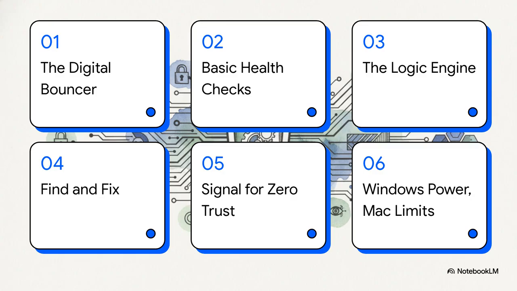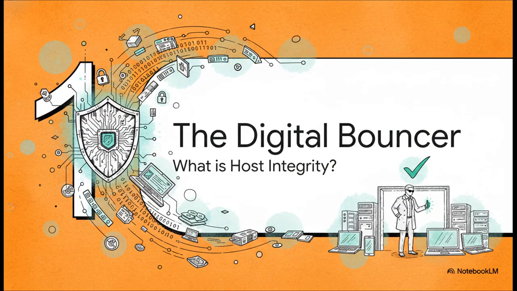So, here's what we're going to cover. We'll start with the main idea, thinking of it as a digital bouncer. Then, we'll touch on the basic health checks that pretty much everyone knows. After that, we're going to peel back the layers and look at the logic engine that's really at its heart. We'll see how it can find and fix problems all by itself, how it plugs into a zero-trust world, and then a really important reality check on where it shines and where, well, it doesn't. All right, let's kick things off with Section 1, the digital bouncer.